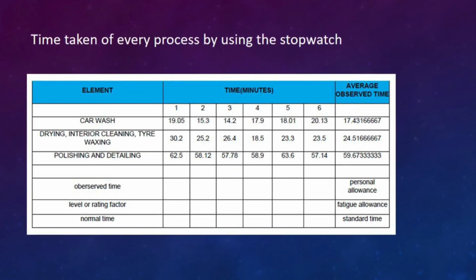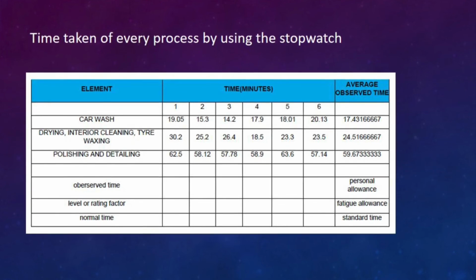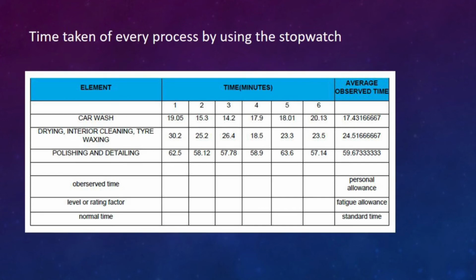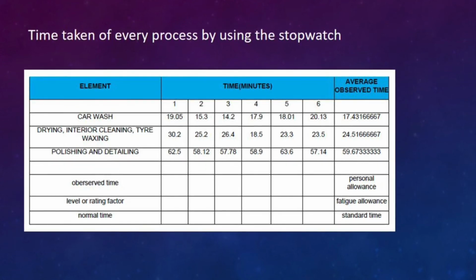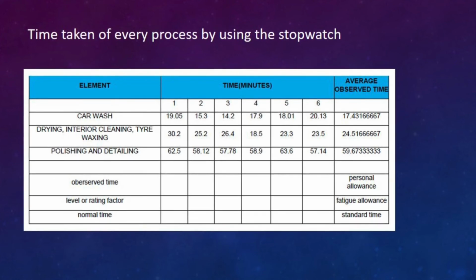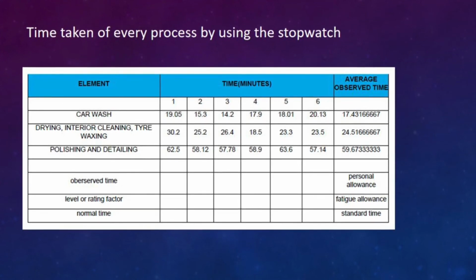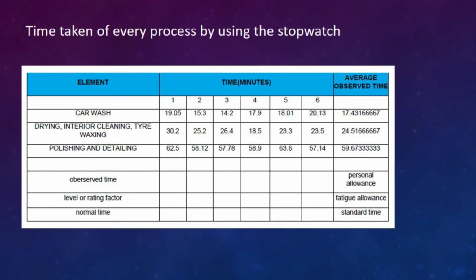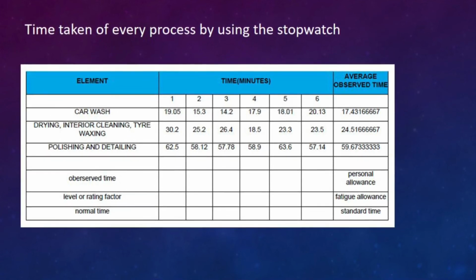The average observed time for the car wash is 17 minutes. Drying, interior cleaning, and tire waxing is 24.52 minutes. Polishing and detailing takes 60 minutes, which is about 1 hour to finish one car at a time.